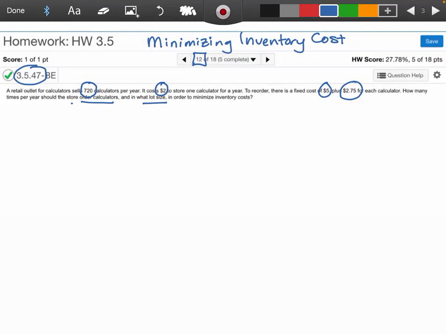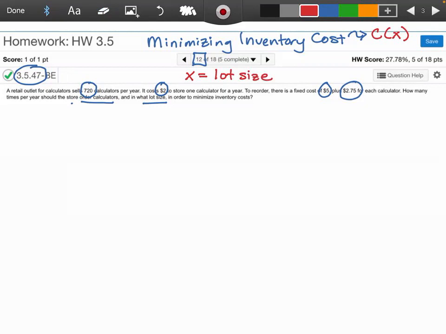Let's start off with this. We're interested in minimizing inventory cost. We'll create a variable for inventory cost. We'll call it C of X. And just to be very clear, X is going to be, well, one of the things we want to find out is the lot size. So X will be lot size. In other words, how many calculators we're going to order every time we place an order.